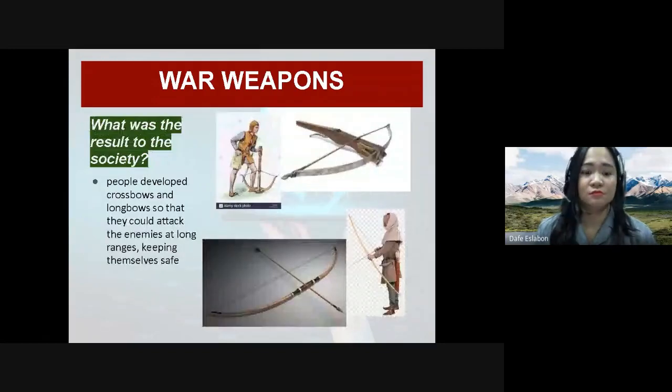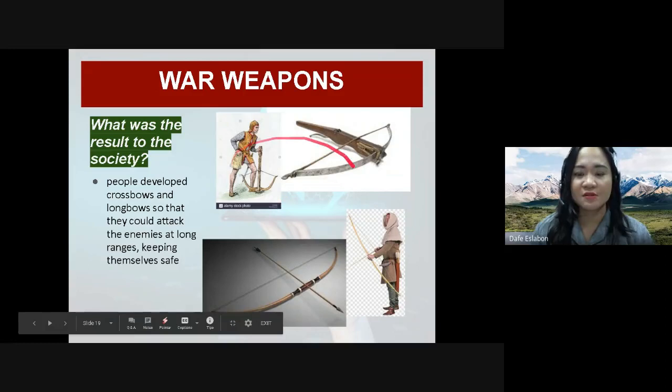So, what was the result of this invention of armory and weapons? People developed crossbows and longbows so that they could attack the enemies at long range while keeping themselves safe. So this was the result of inventing weapons and armors, or those weapons to be used in war. Up above, we have the crossbow. So this is the crossbow. And right below here is the longbow.